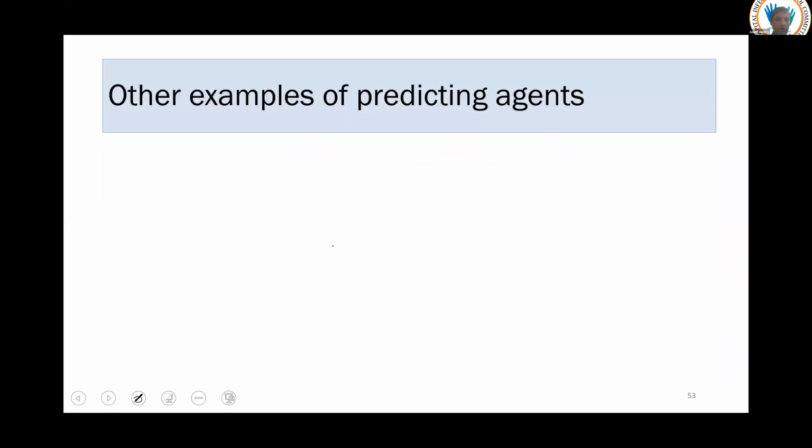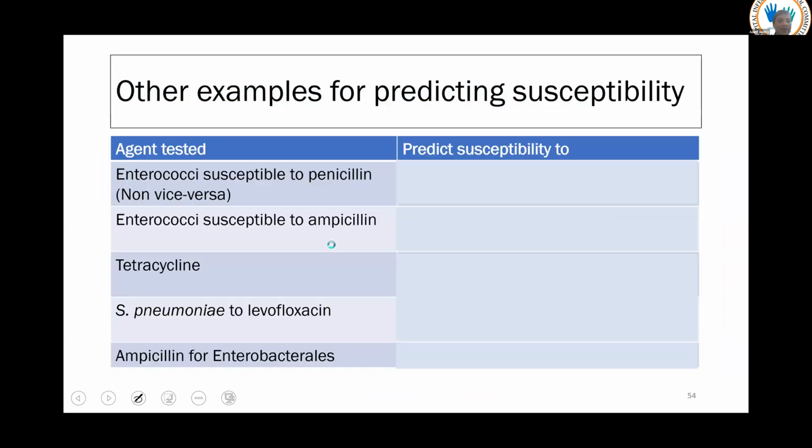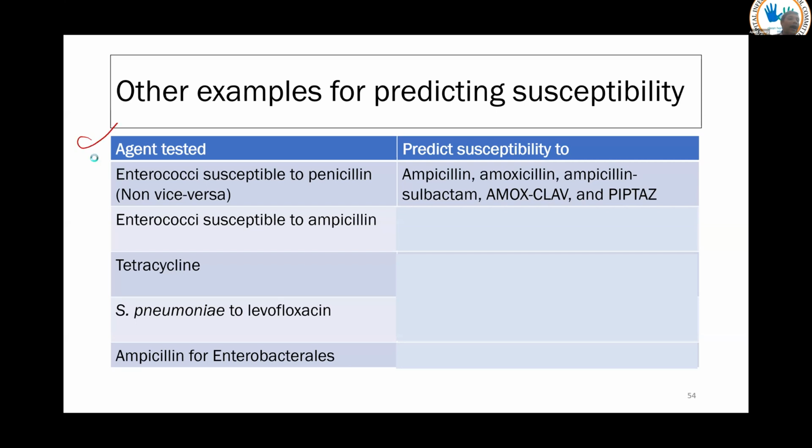Okay, so apart from the concept of equivalent agent and surrogate agent, there are various other examples of predicting susceptibility, which in CLSI is not classified as surrogate or equivalent agent, but however is mentioned in various places as predicting susceptibility. So this also you have to remember, and this you have to add as a footnote, as a comment to the clinician.